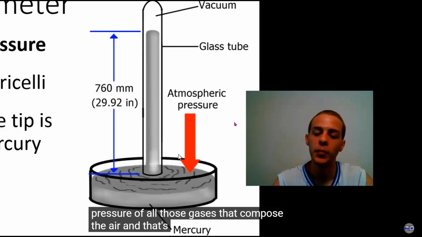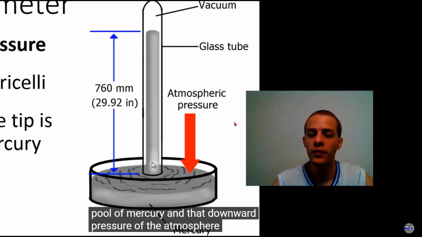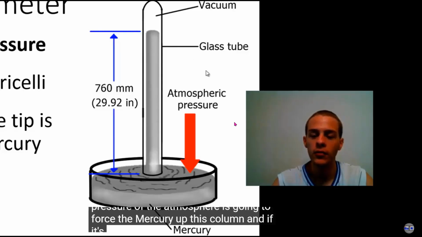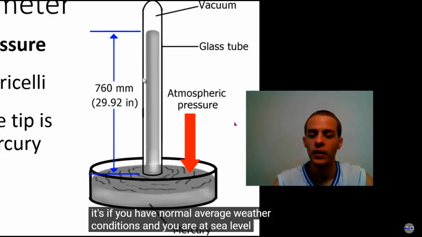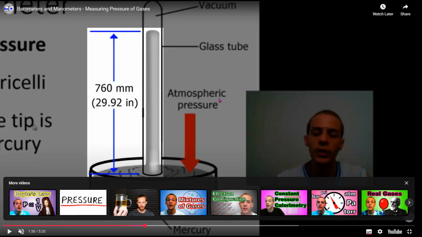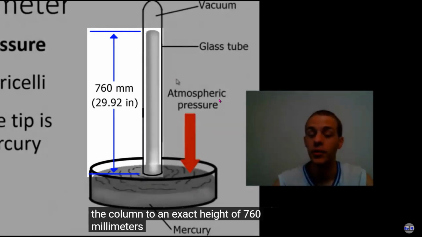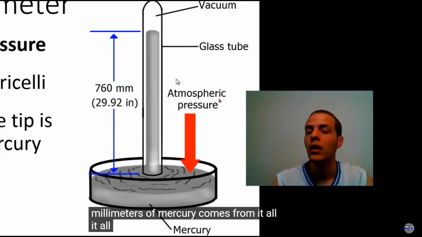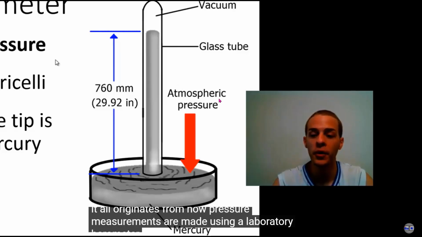Atmospheric pressure is pushing down on the pool of mercury, and the downward pressure of the atmosphere is going to force the mercury up this column. If you have normal average weather conditions and you are at sea level, it's always going to push the mercury up the column to an exact height of 760 millimeter Hg. This is how atmospheric pressure is calculated in a laboratory.